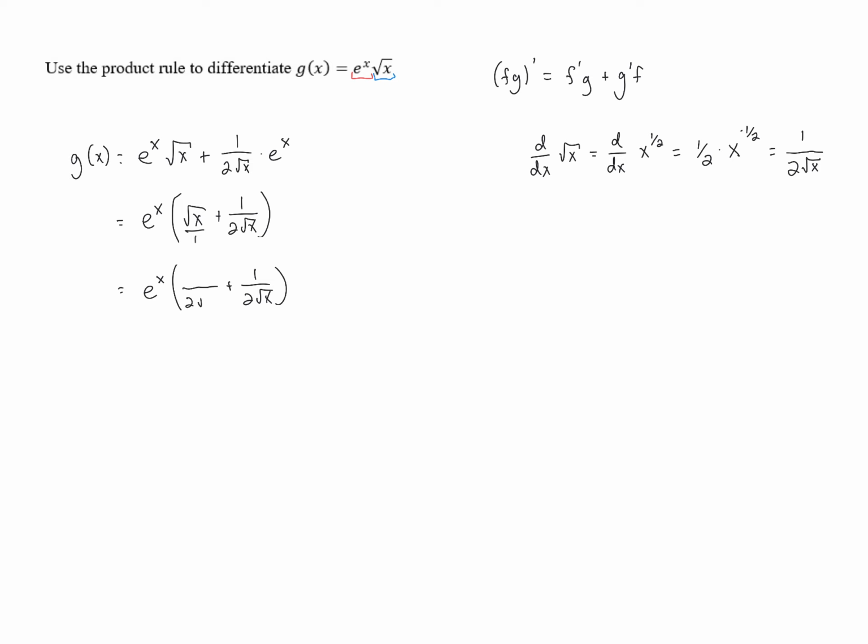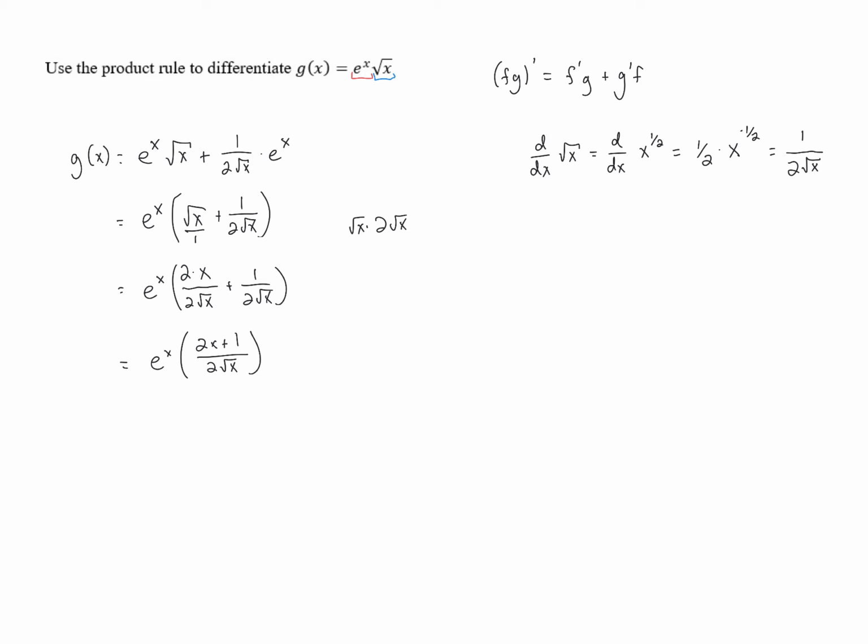Now the denominator just becomes 2 root x, but then the top, if we take root x times 2 root x, well, the square root of x times the square root of x is just x, and it's also being multiplied by that 2, so we've got 2x, and so we can write this as e to the x times 2x plus 1 over 2 root x. That is a little bit nicer than what we had up here.